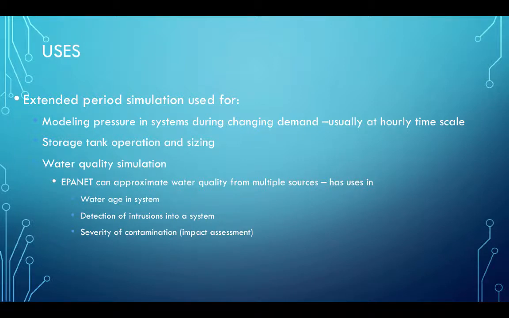Extended period simulation is used for modeling pressure in systems during changing demand, usually at an hourly time scale, storage tank operations and sizing, and water quality simulation. EPANET can approximate water quality from multiple sources, which has uses in determining water age in the system, detection of system intrusions, and severity of contamination from such an intrusion, or an impact assessment.